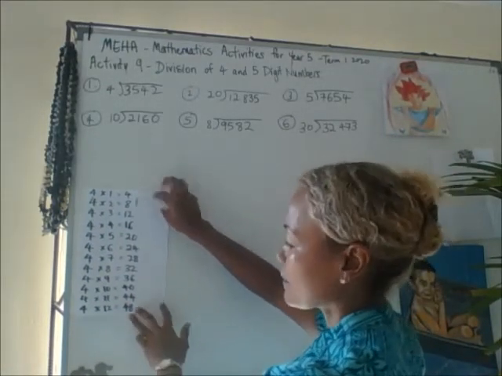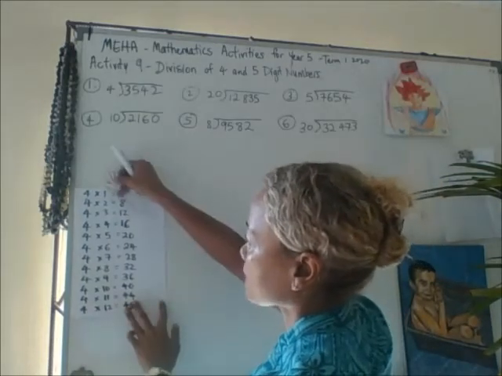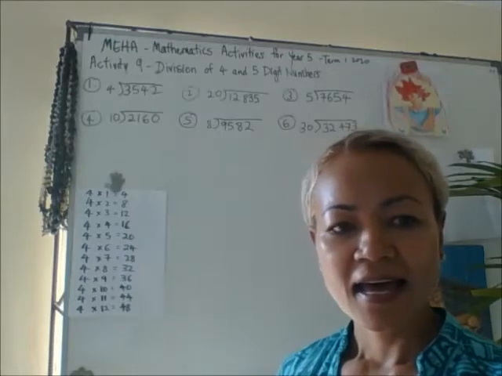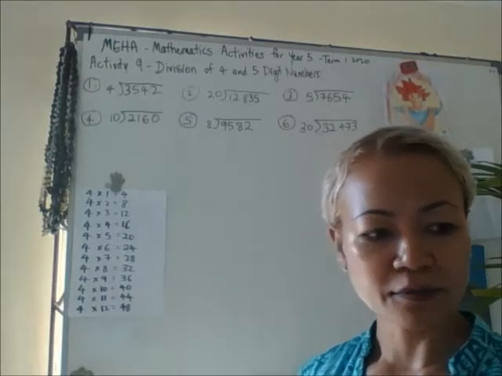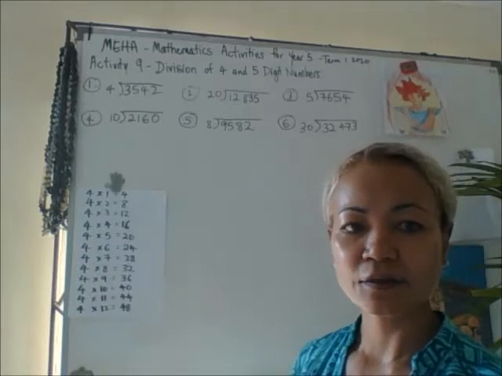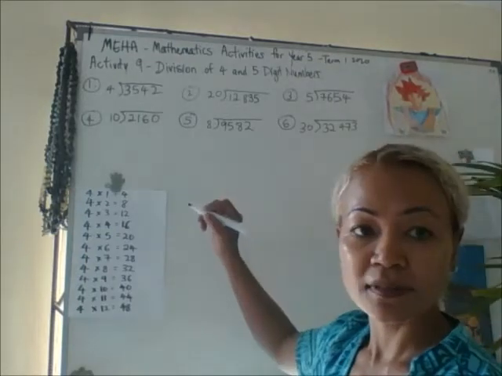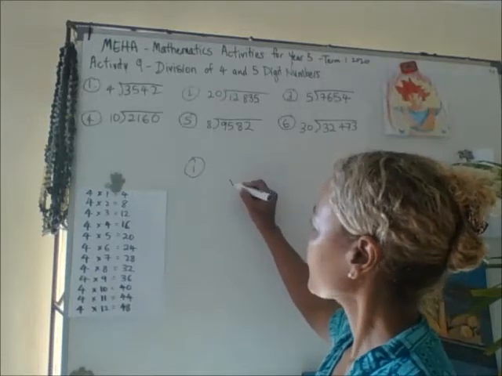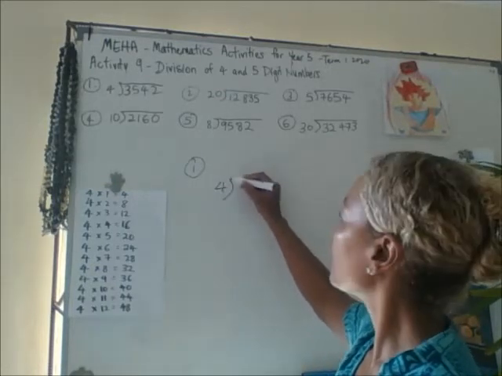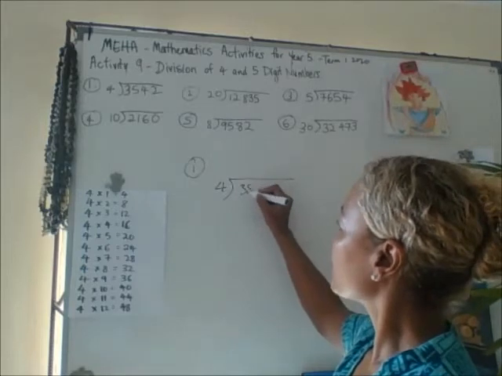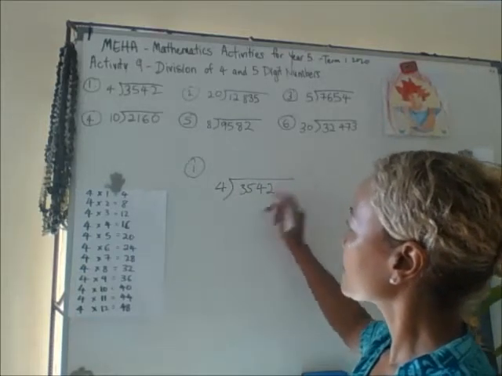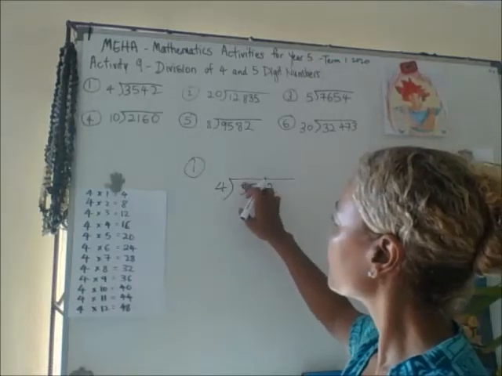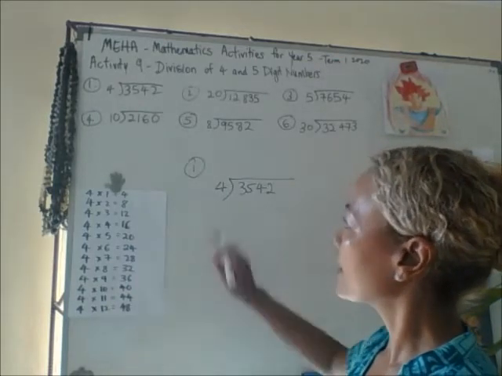So for the first one, I have the 4 times table here, just to make it simpler for you. Okay, so the first one we will do on the board is number 1, which is 3,542 divided by 4.